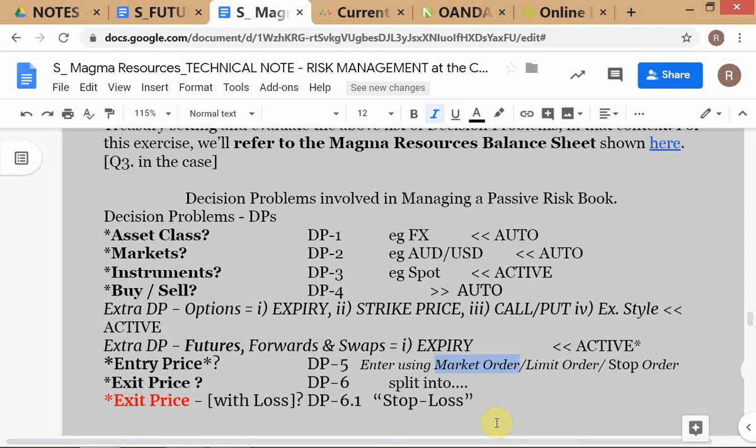this becomes a situation where, if you decide that your entry price decision is always going to be using a market order, that means it's a company which immediately hedges everything. Are you following? Because you already know your underlying position based on what business you're doing.